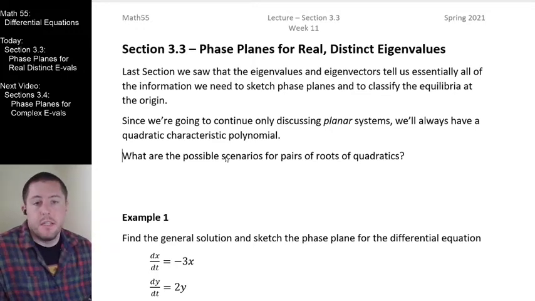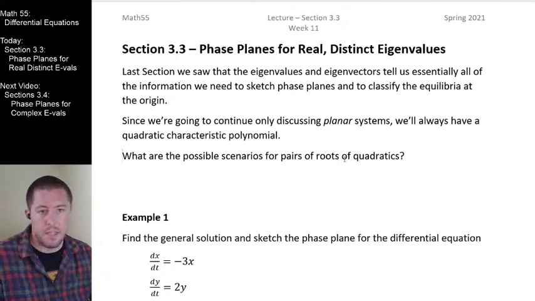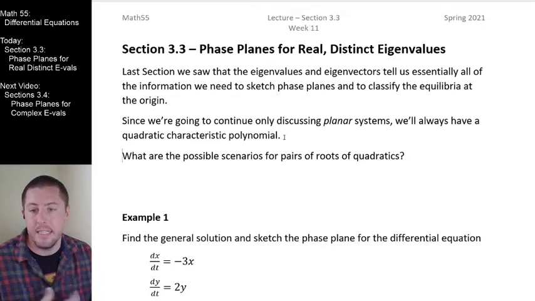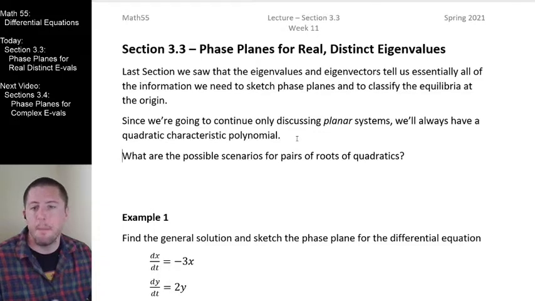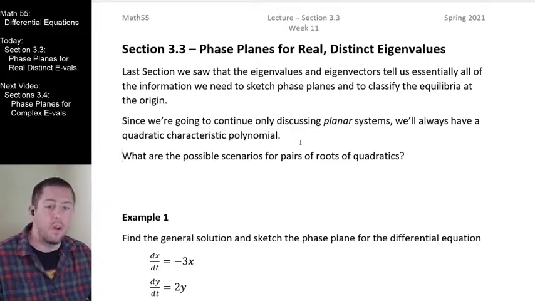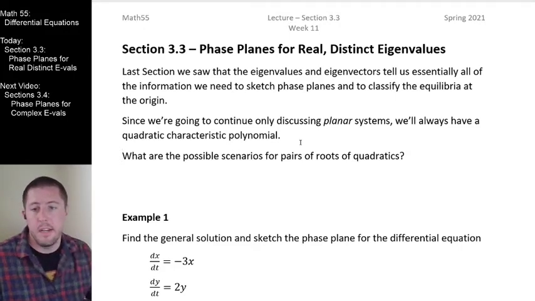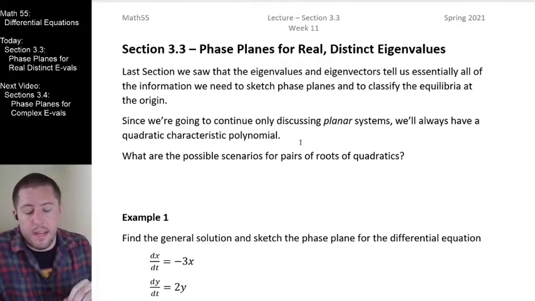The good news for us is that since we're only going to be discussing planar systems, remember this means two dimensions, always only two variables, which we just keep on using x and y, what that means is that we're always going to have a characteristic polynomial that's quadratic. If we had three variables, dx/dt, dy/dt, dz/dt, then we'd be coming up with cubic characteristic polynomials in all of those cases. So the number of variables that we have in our system gives the degree of the characteristic polynomial. Since our study here is focused only on planar systems, we know that we're always going to have a quadratic characteristic polynomial.